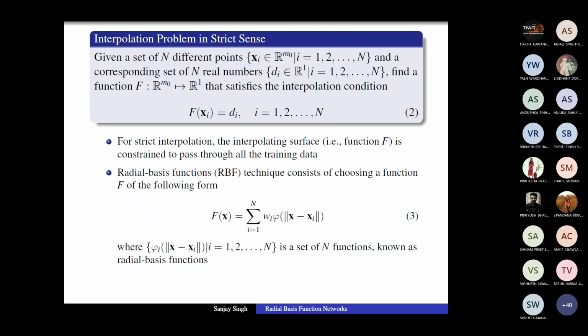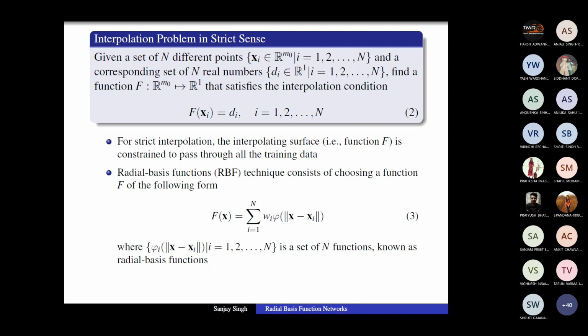Now the radial basis function technique consists of choosing a function f. Here we are saying that in RBFN we choose this particular function in this form. There is a phi, the radial basis function, which projects data xi to a higher dimension, and after that comes the weight from the hidden space to the output layer, and the sum of all these terms, for i equal to 1 to n, is what we call f of x.